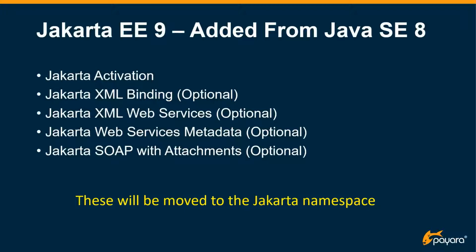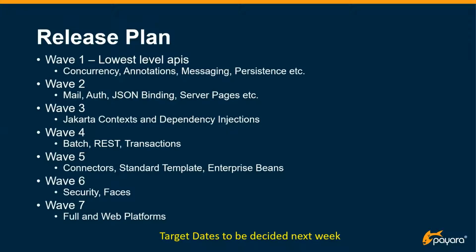So if we move into the planning, we haven't got full dates for this, but from a project plan perspective, we're moving forward in 7 waves. Essentially, this is a rough view of what depends on what. The first wave will be the lowest level APIs that have minimal dependencies. That includes Jakarta Concurrency, Annotations, and Messaging, as was JMS. Then wave 2 brings in some other APIs that may depend on wave 1. Then we bring in the big one, which is Jakarta Contexts and Dependency Injection, in wave 3. Following on from that are higher and higher APIs that depend on the lower level APIs.